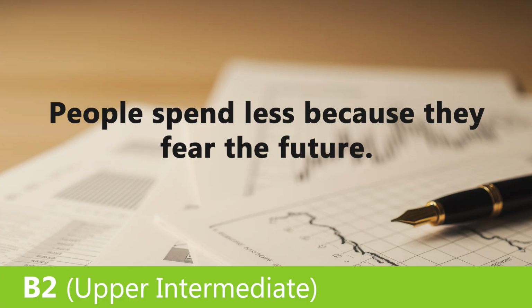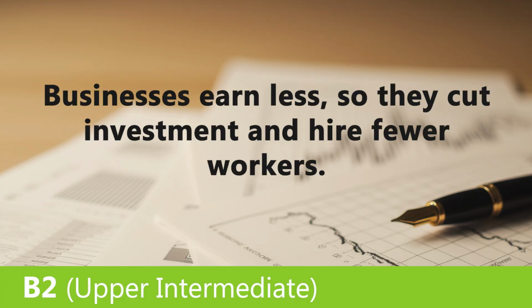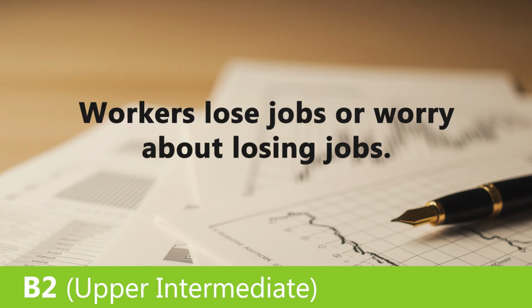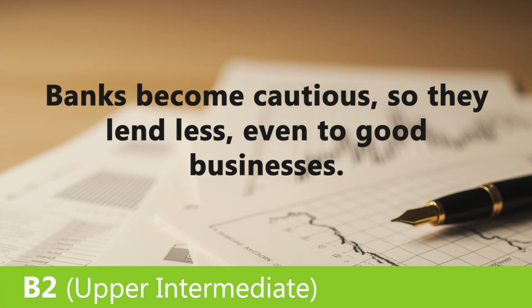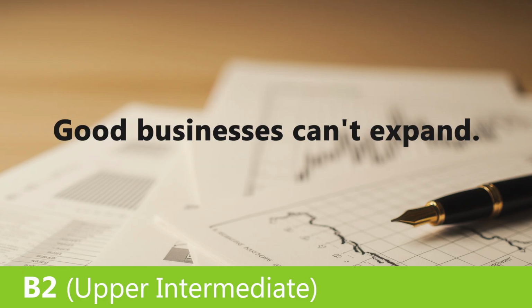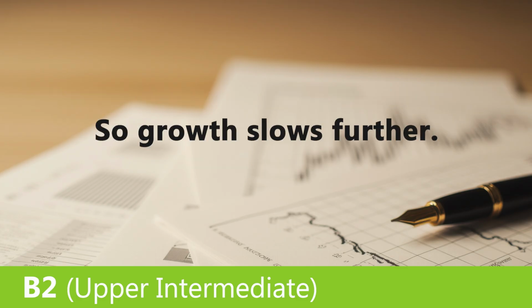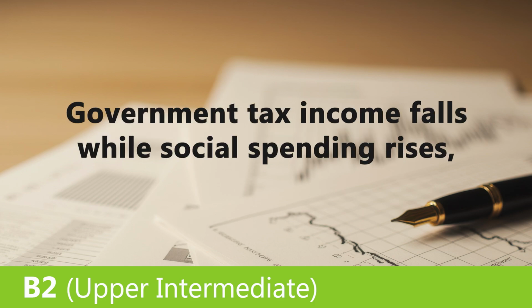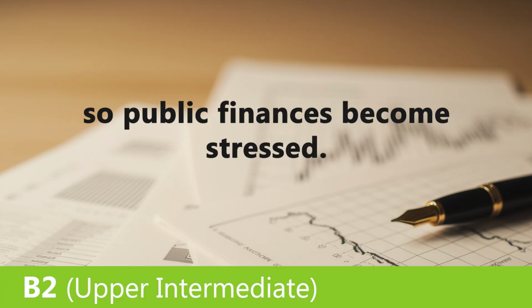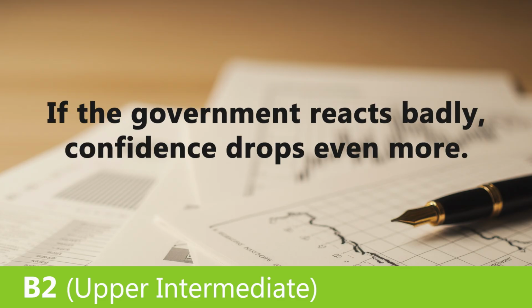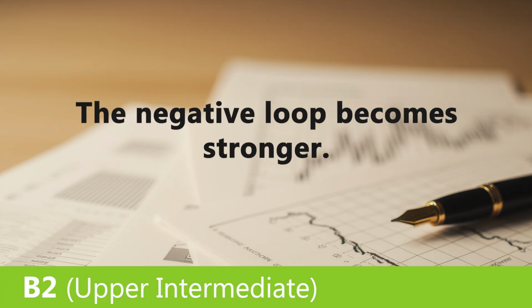People spend less because they fear the future. Businesses earn less, so they cut investment and hire fewer workers. Workers lose jobs or worry about losing jobs, so they spend even less. Banks become cautious, so they lend less, even to good businesses. Good businesses can't expand, so growth slows further. Government tax income falls, while social spending rises, so public finances become stressed. If the government reacts badly, confidence drops even more. The negative loop becomes stronger.